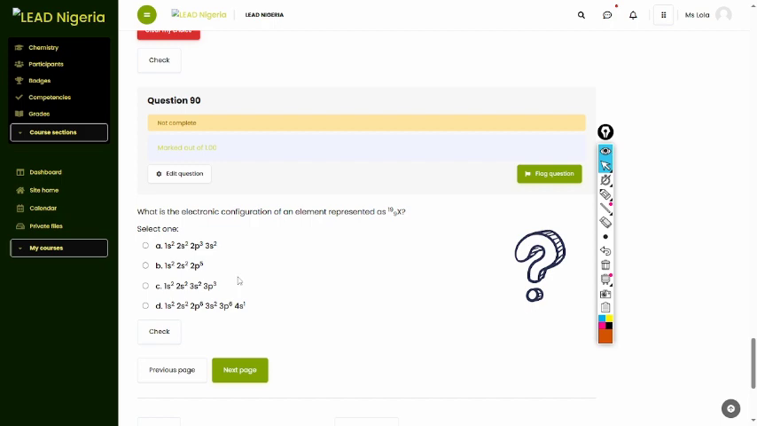What is the electronic configuration of an element represented as this? So we write electronic configurations using the atomic number of the element, and the atomic number is the one written as a subscript here, which is 9. So let's write the configuration for an atom with 9 electrons. So in order of increasing energy level, we have 1s2, 2s2, 2p6. Oh, 9, right? So this is 6, 7, 8, 9, 10. That's beyond 9. So let's adjust to that.